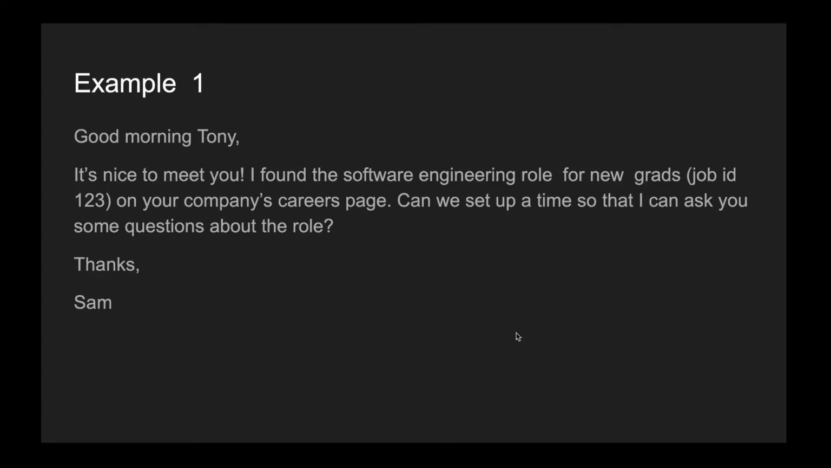So I just want to go through a few examples of cold emails, like what you can actually talk about. This one is: "Good morning, Tony. It's nice to meet you." It's good to open up with a greeting, so make sure you do that. "I found the software engineering role for new grads, job ID 123, on your company's career page. Can we set up a time so that I can ask you some questions about the role? Thanks, Sam."